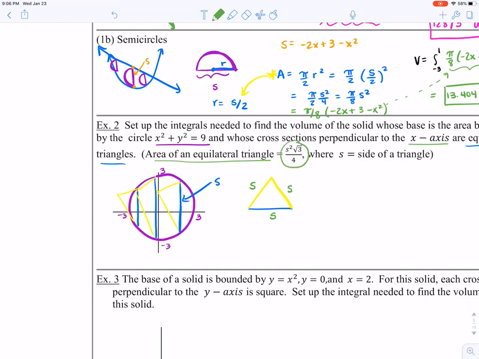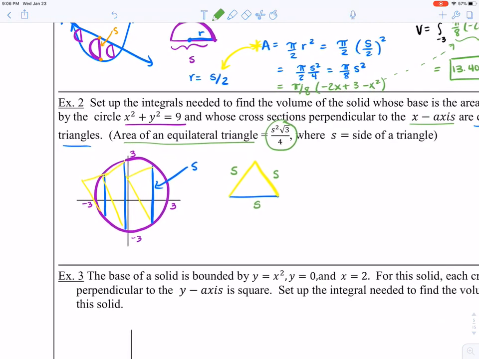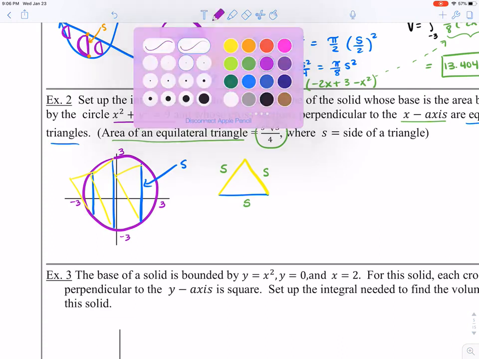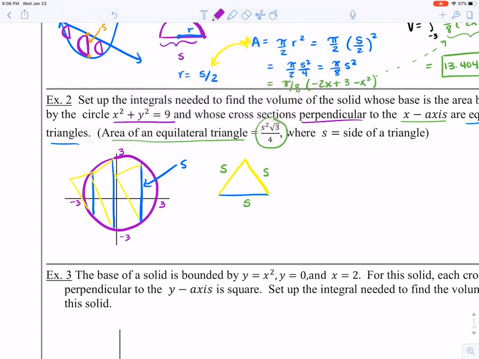Important for you to note that the area of an equilateral triangle is this formula. You have to have that memorized. I'm not going to go through the proof of that, but that is the formula for the area of an equilateral triangle. If you use your special right triangles, you can certainly figure that out, okay? So we're going to set up a dx integral because it's perpendicular to x.